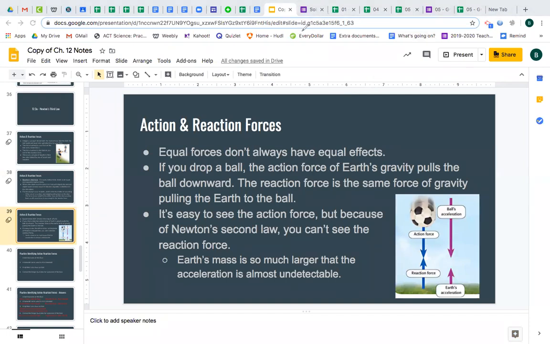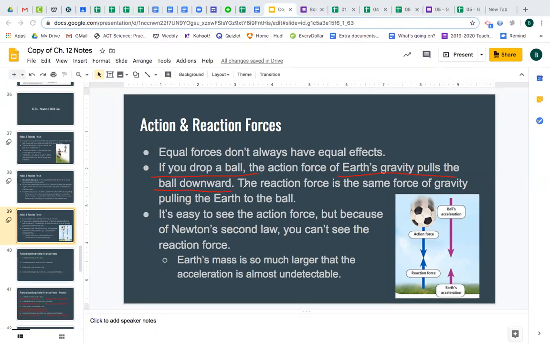Forces don't always have equal effects though. Even though there's always an action and a reaction, the effects are not always equal. For example, with you in the chair, they have equal effects so that nothing takes place, you don't see anything happening. In the case of, say, you drop a ball towards Earth, the pull of Earth's gravity is what you're going to see. Earth's gravity pulls the ball downward. We all know that happens. If you don't believe me, hold your pen up in the air and drop it and see what happens. Your object is going to fall towards the Earth.